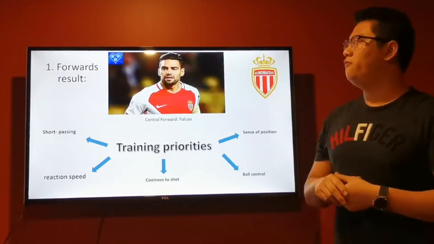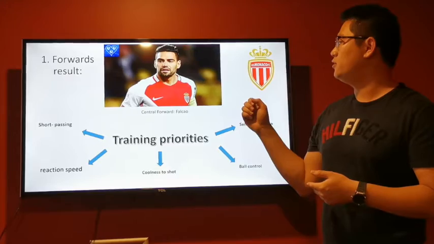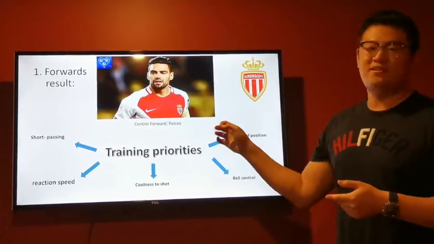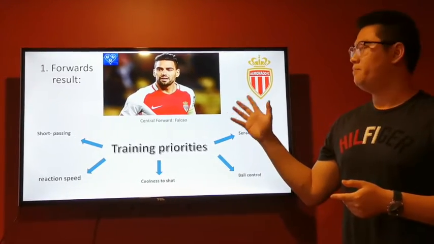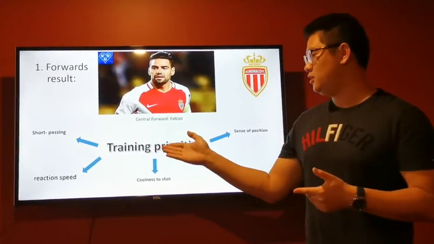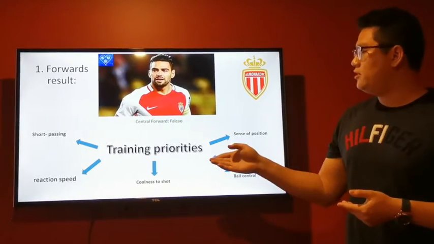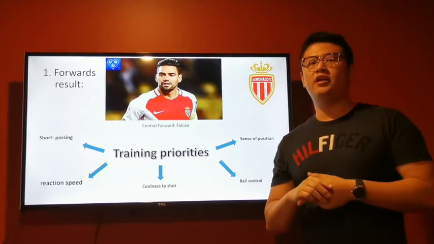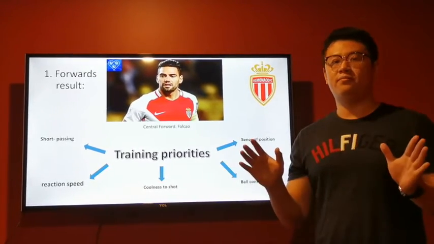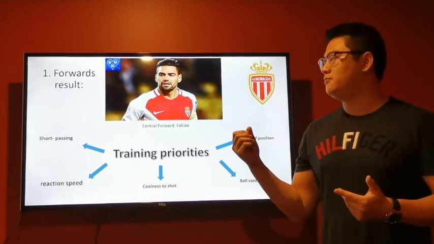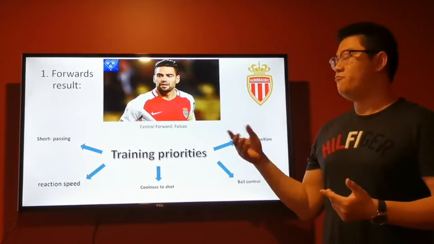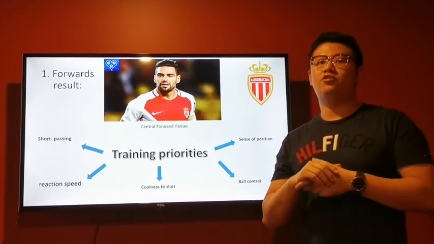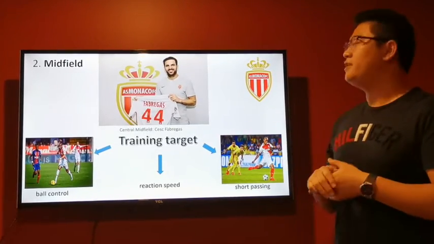So for the position of forwards, as we can see here is a central forward, Falcao, very handsome guy, almost as handsome as me. And there are 5 factors that can boost their market value: short passing ability, reaction speed, cooling is too short, ball control, and sense of position. So basically, we're going to change our method of training them from a general one to more targeted trainings regularly for each of these sections, so that they can boost their market value in a very short time.